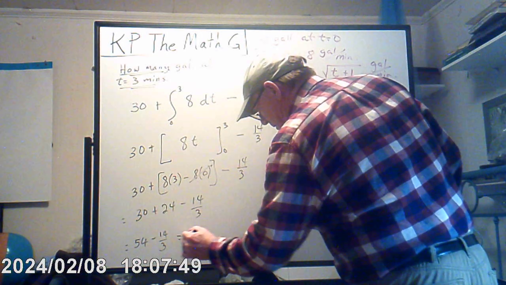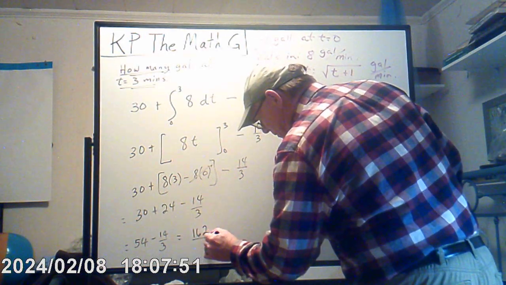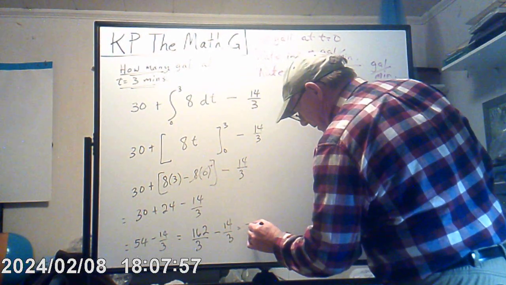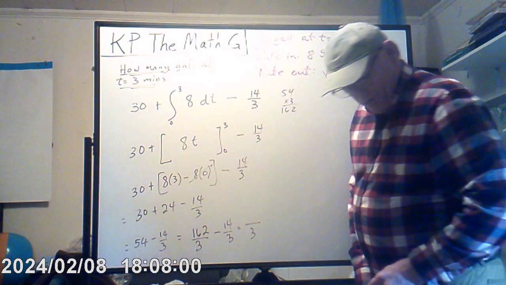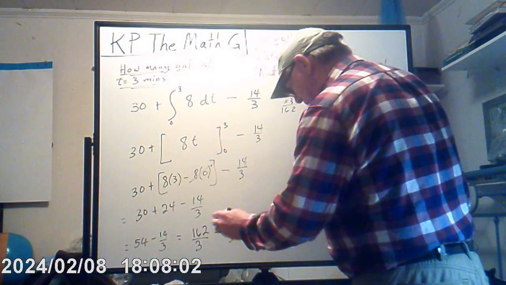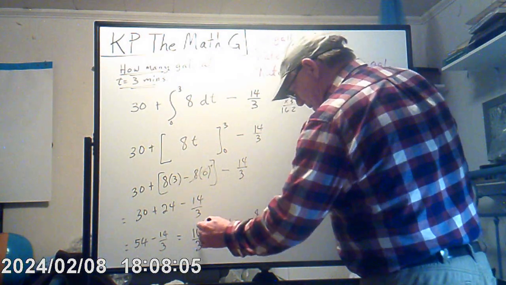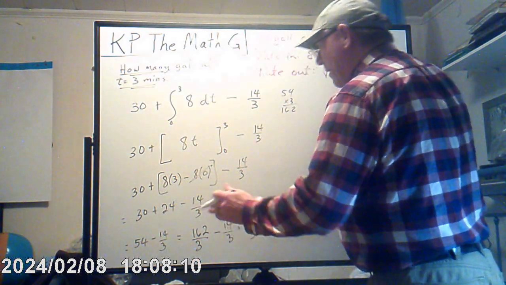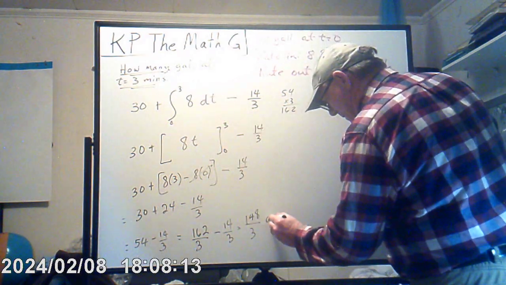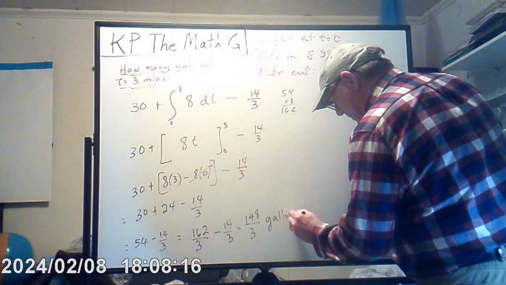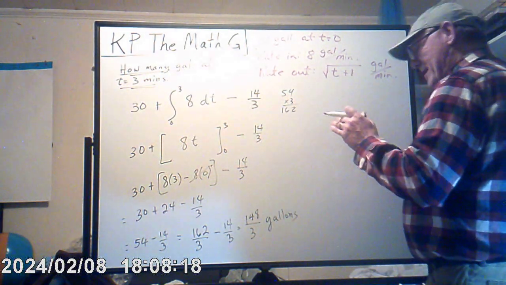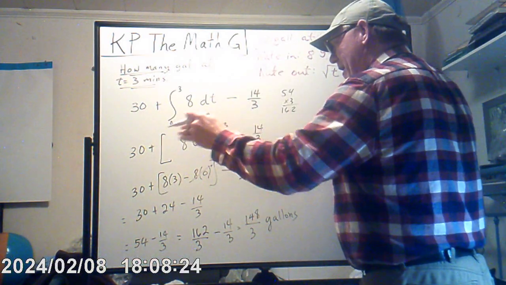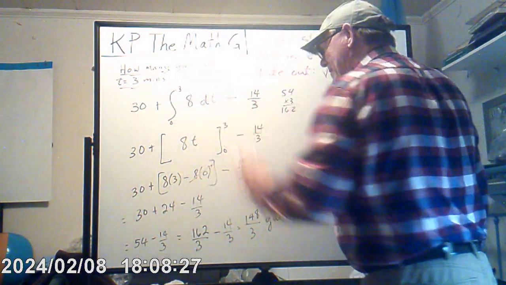So this is equal to 162 over 3 minus 14 over 3. And I'm getting something over 3. And when I look at that answer, it's going to be 12 minus 4 is 8. And then 5 minus 1 is 4. So 148 over 3. And what is it? What's the units in? It's in gallons. Alright. That is how many gallons are in the tank from t equals 0 to t equals 3.